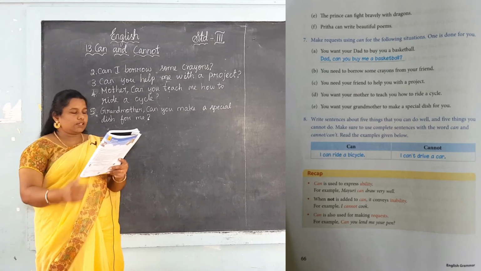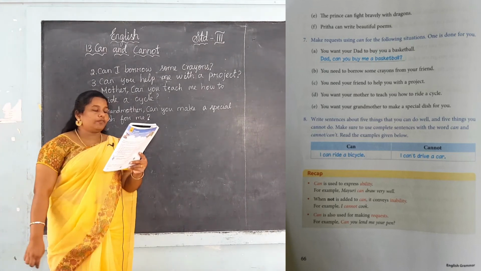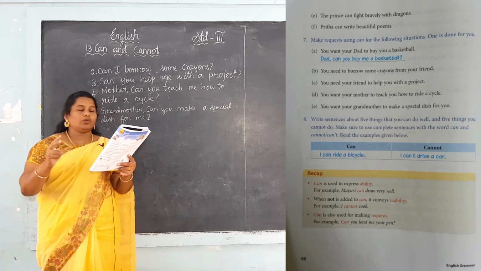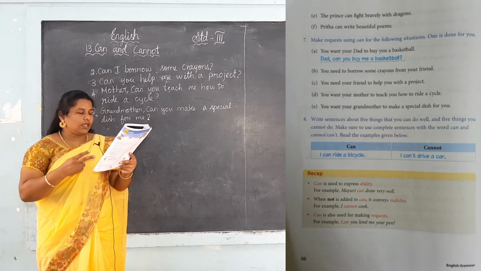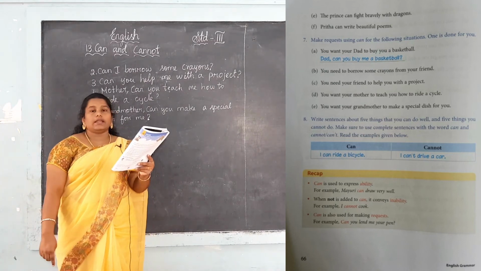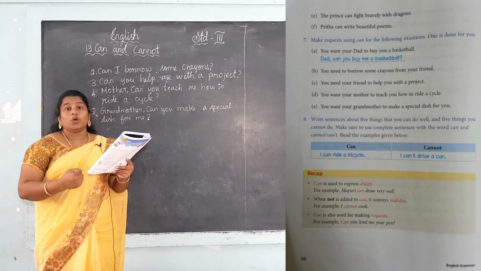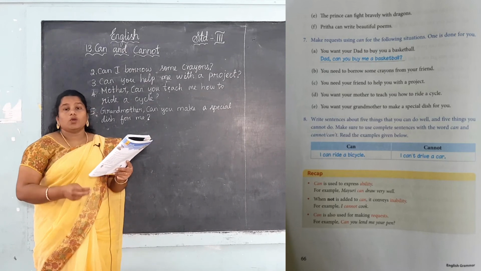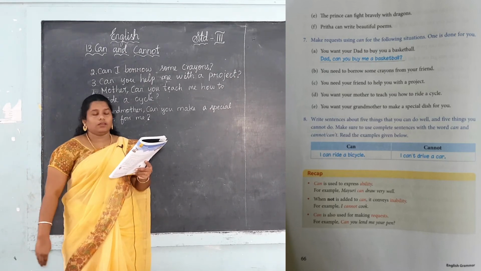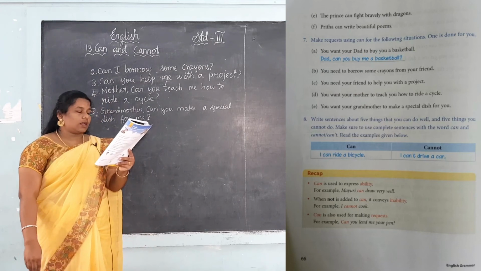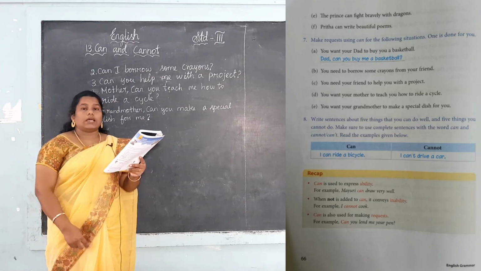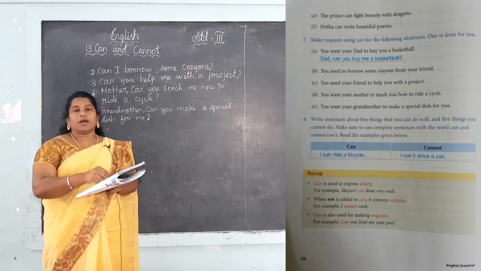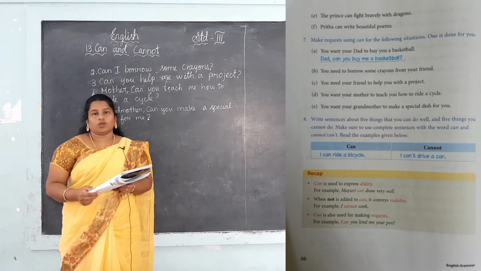Okay, next, see the 8th Roman letter. Write sentences about 5 things. Here 5 things are given, I give you only 2 things. You want to write 2 more lines. See the example, can. I can ride a bicycle. Can means I am able to do. What are the things you are able to do? You can write in can. Cannot, what you are not able to do, you can write in cannot. I can ride a bicycle. I can drive a car. Like this, whatever you know, whatever you don't know, you can write here. 2 points for each. This is your homework.